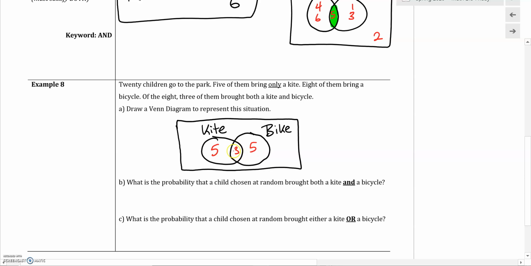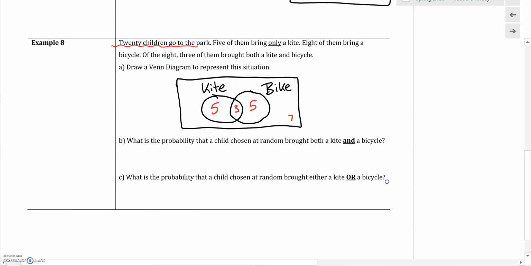3 of them also brought a kite. Now it said 20 kids go to the park. This is not 20, this is 13 kids. So that means there's 7 kids outside of these bubbles. That means they went to the park, but they did not bring a bicycle. They did not bring a kite. Once you get a Venn diagram drawn out, just like once we had the sample space drawn out, it becomes much easier to do these probability questions.